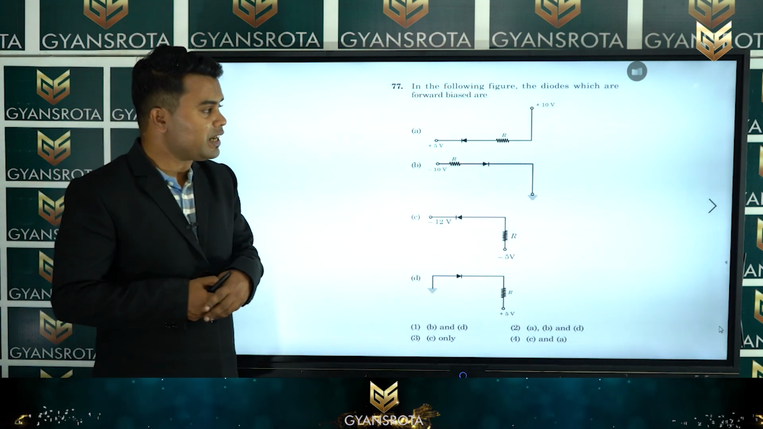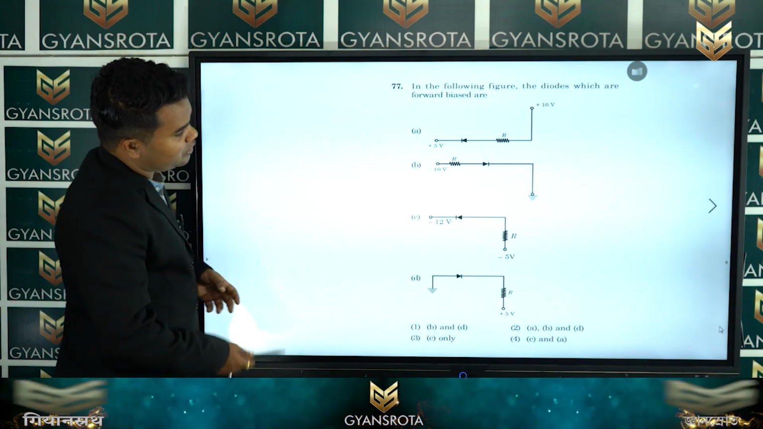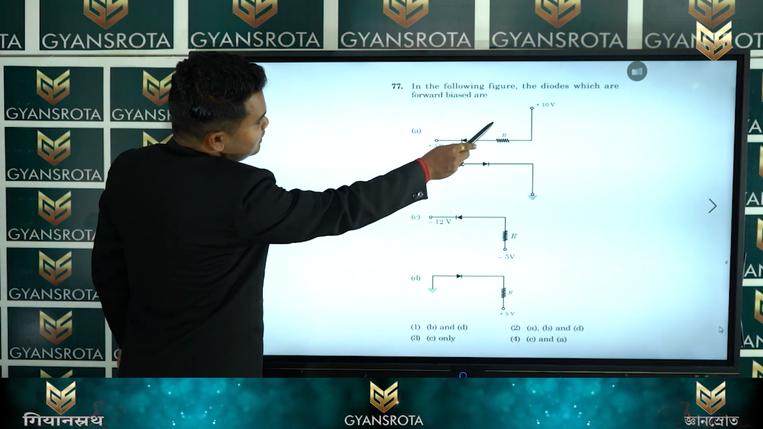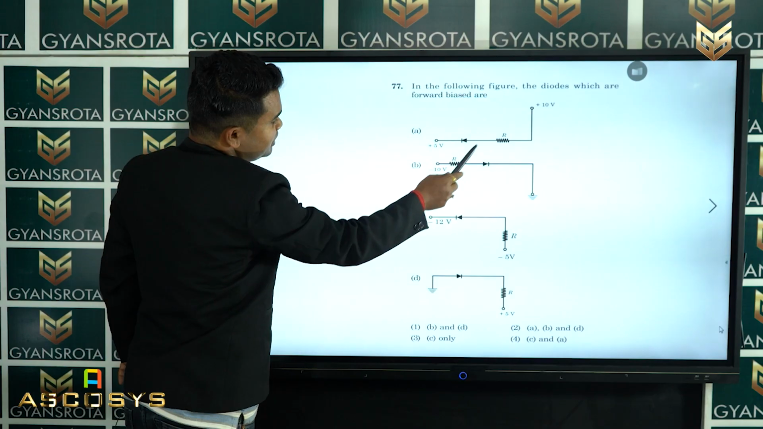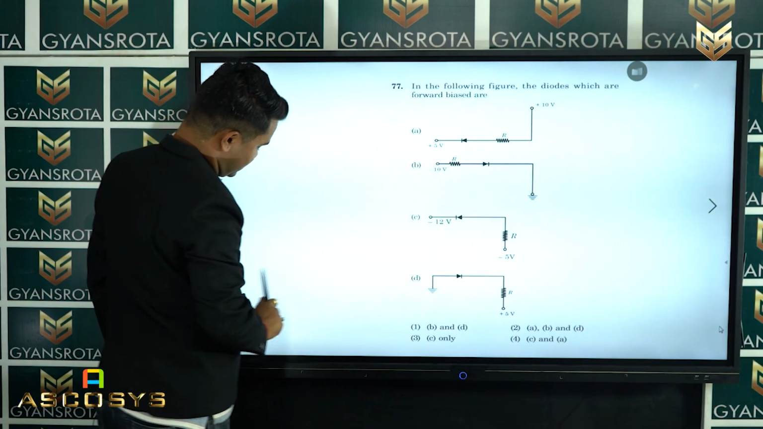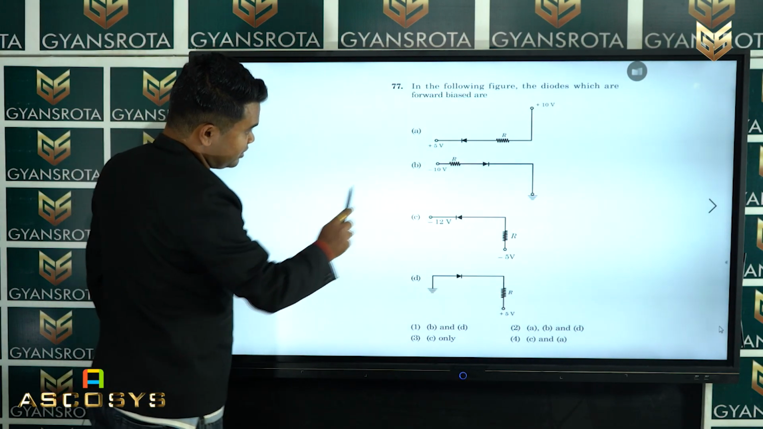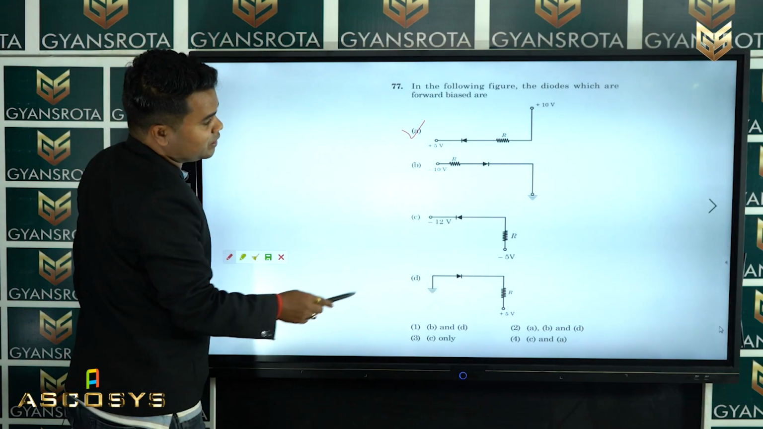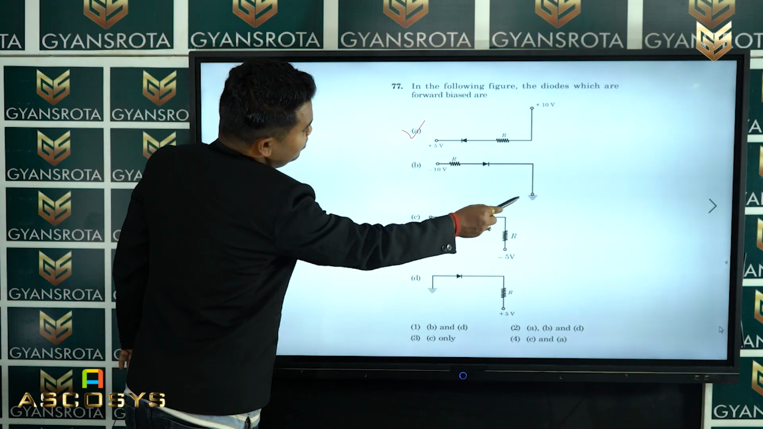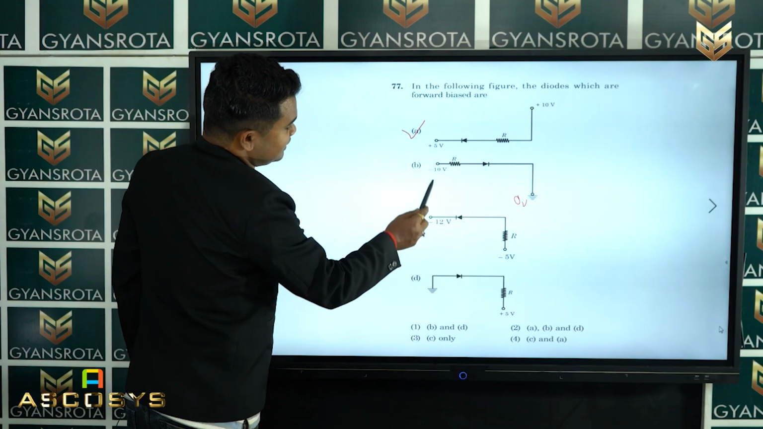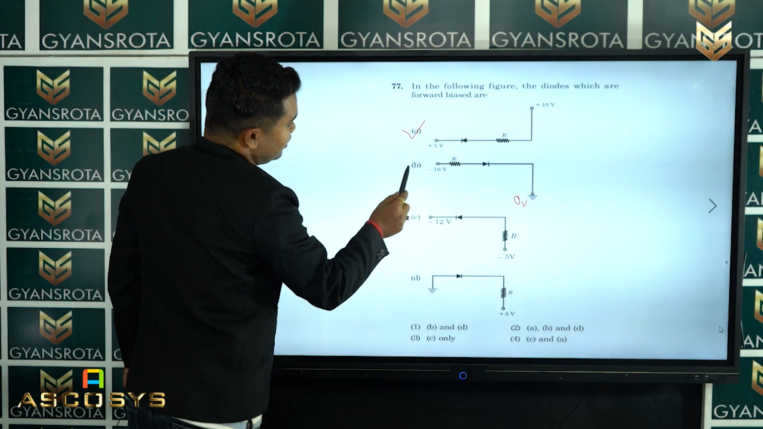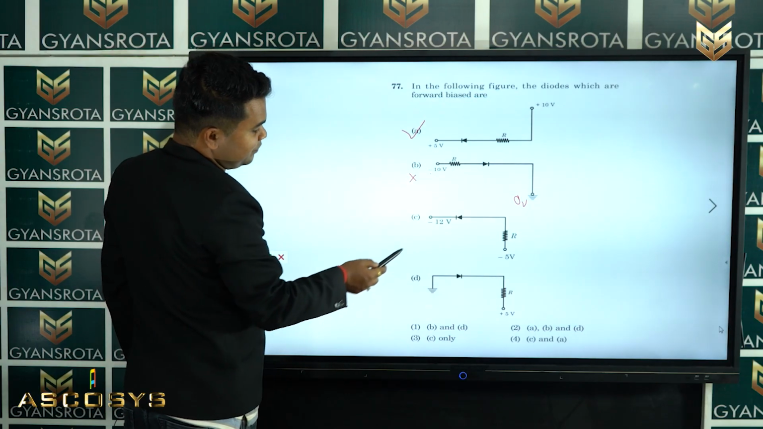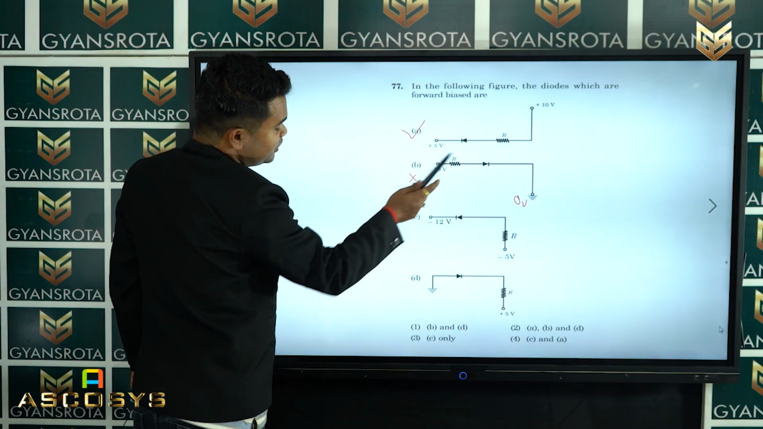Now we need to look at the options. Option number 1, this is at high potential, means positive is connected to positive, negative connected to negative. So option A is correct. This is forward bias. Now look at this one. This is at 0 volt, and this is at minus 10 volt. So this will be at high potential, positive connected to the negative. So no, that is a reverse bias diode.